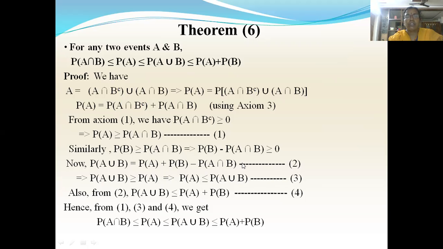Also from equation 2, I can write P of A union B is less than or equal to P of A plus P of B. I am denoting this as equation 4. Now from equations 1, 3 and 4, combining these three: P of A intersection B is less than or equal to P of A, P of A is less than or equal to P of A union B, and P of A union B is less than or equal to P of A plus P of B.